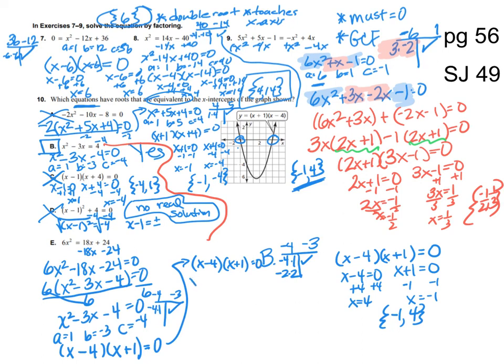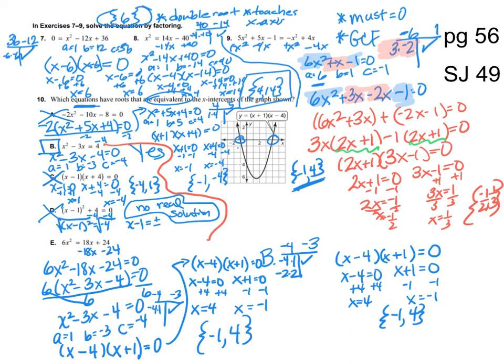And then do the zero product property. Set each factor equal to 0. Add 4 to both sides on the first one. x is going to equal 4. Subtract 1 from both sides on the second one. x equals -1. So my two solutions are -1 and +4.